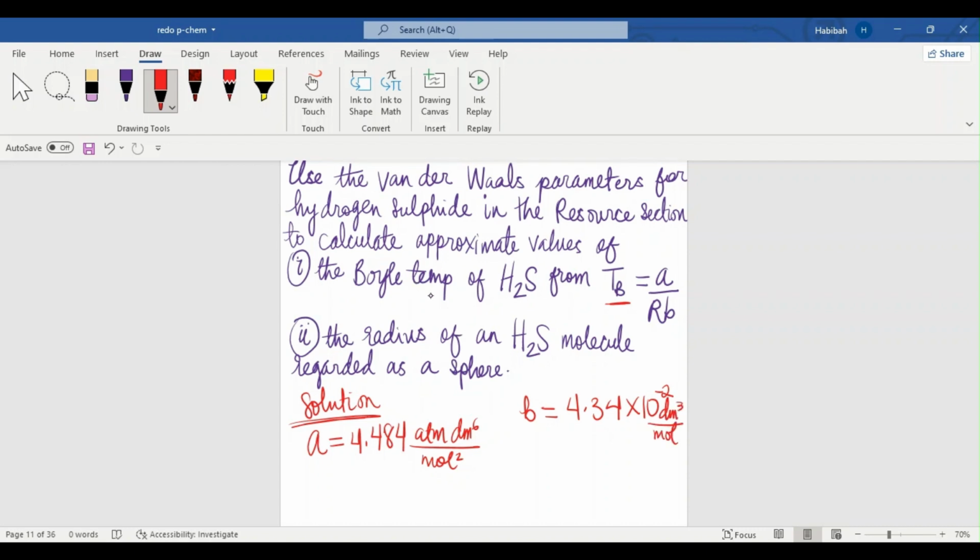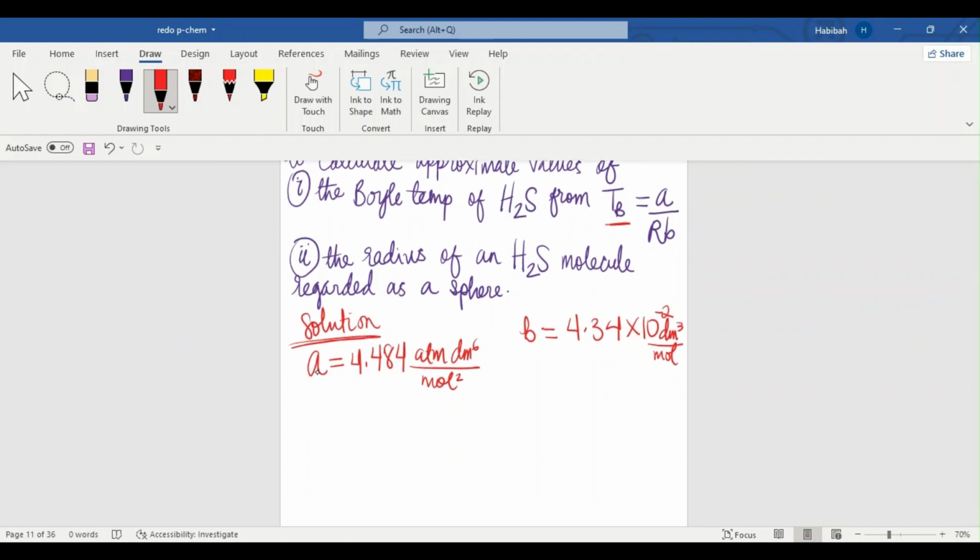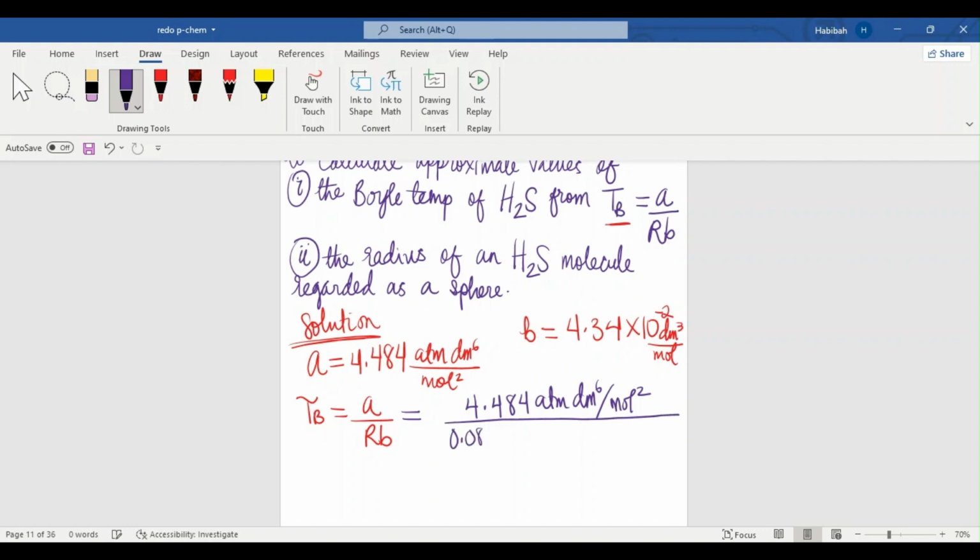From these values, we're asked to calculate the approximate value of the Boyle's temperature. We know the Boyle's temperature formula to be what they've given us, which is TB equals A over RB. So we just have to substitute. We know the value for A, 4.484 atmosphere dm6 per mole squared. And then we've got R, which we're going to use as 0.08206 dm cube atmosphere per mole Kelvin.